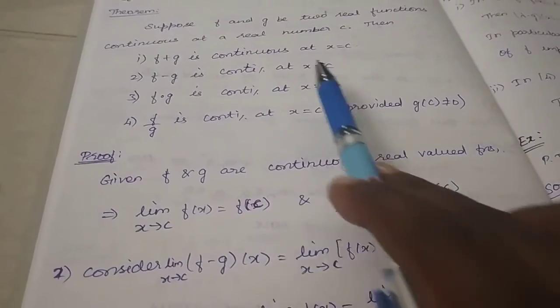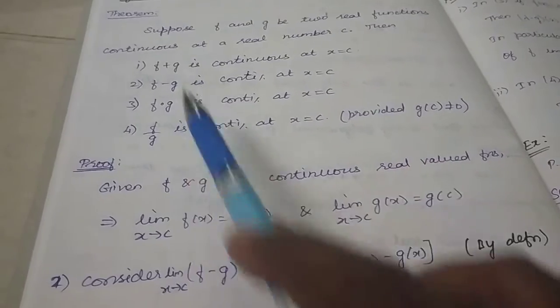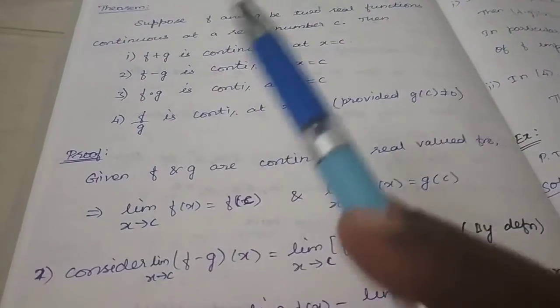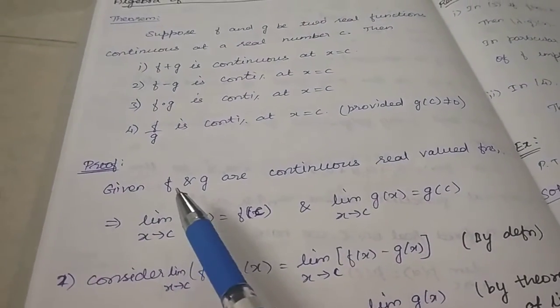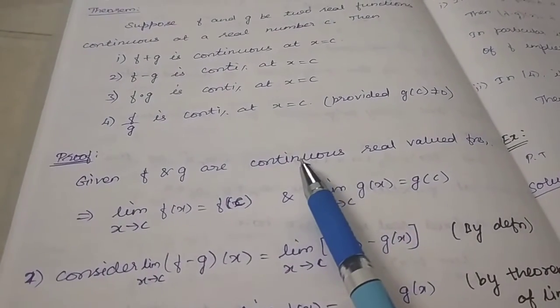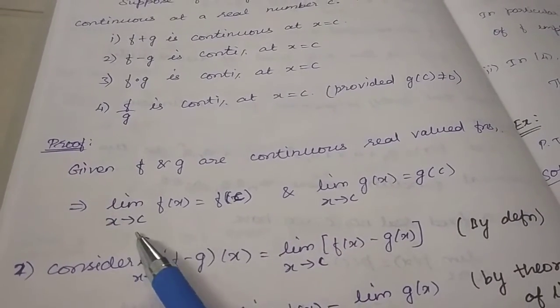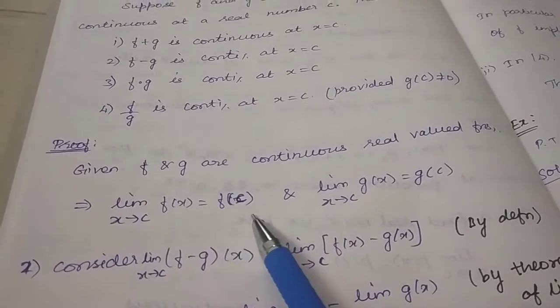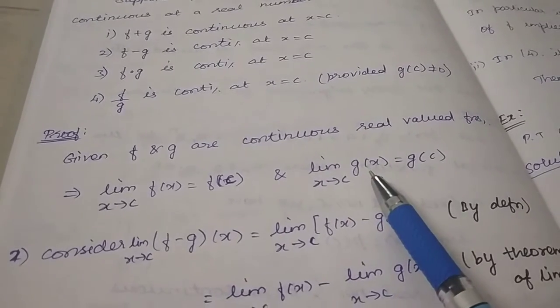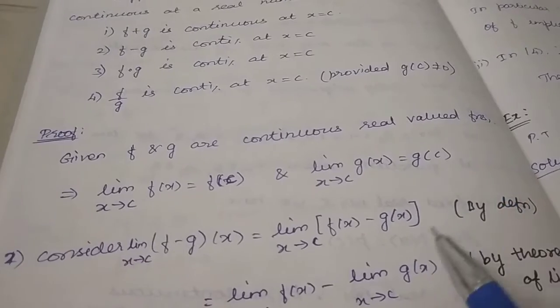In your book they had given the proof for the first one, that is for addition they had proved the result. Now I am proving the second result. So first, given f and g are continuous real valued functions. If it is continuous, then by definition we can write limit x tending to c of f of x equal to f of c. Similarly for g we can write limit x tending to c of g of x equal to g of c.